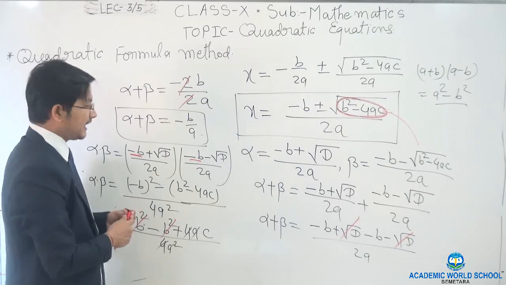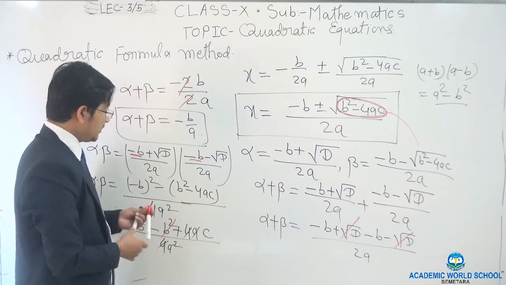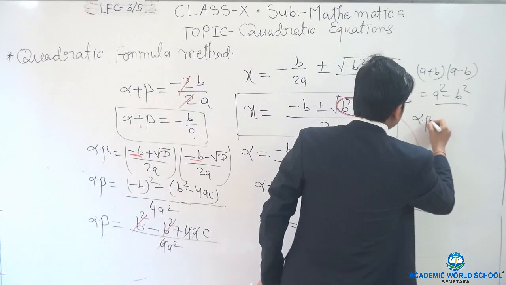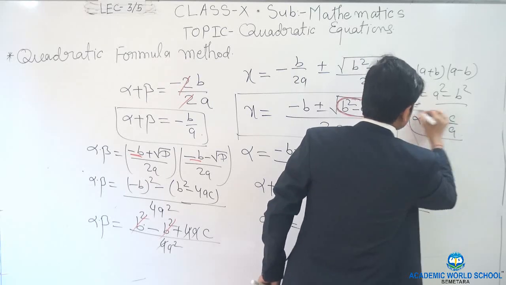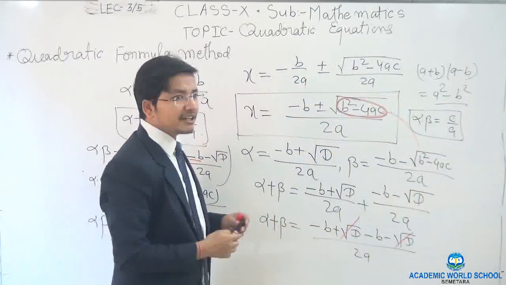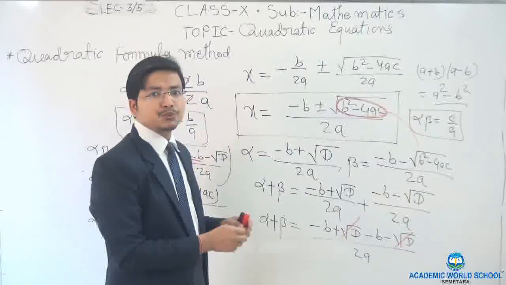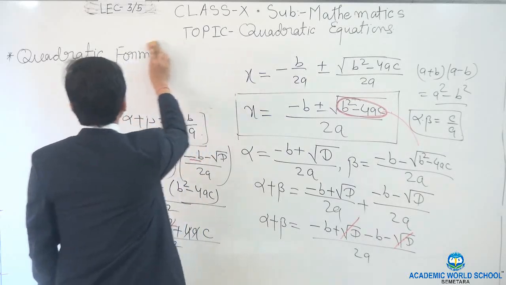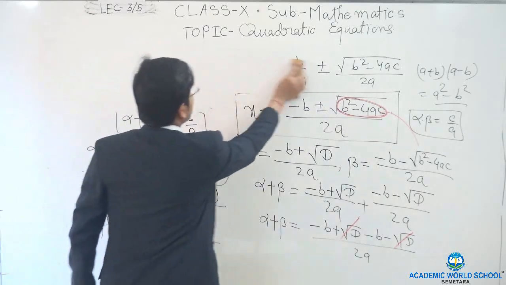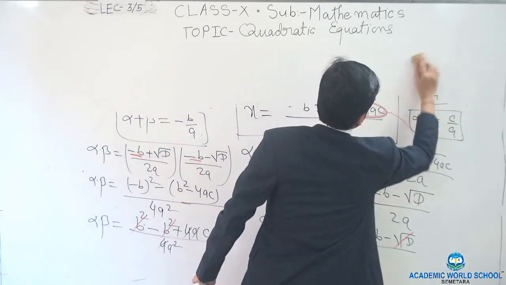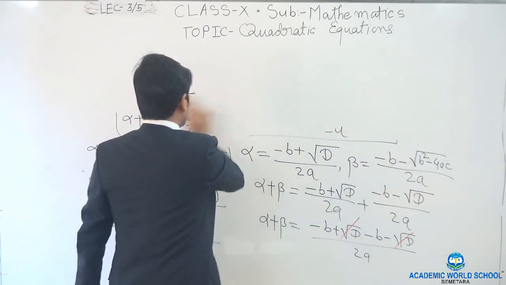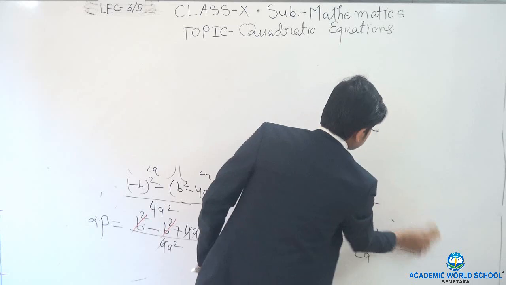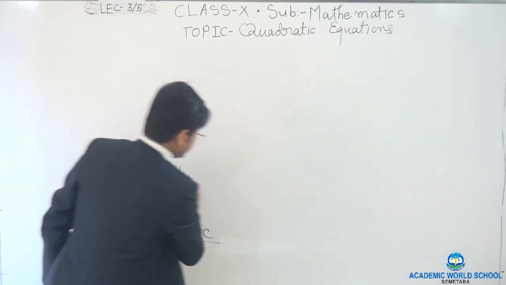So therefore alpha into beta is equal to C upon A. Okay. So these are the three important results which we have derived. Now I will be writing the three important results and we will be solving some questions based on this. This is very simple. This is the simplest of this chapter.